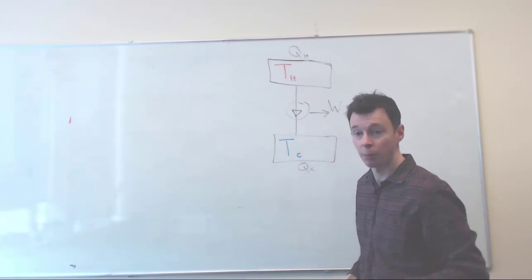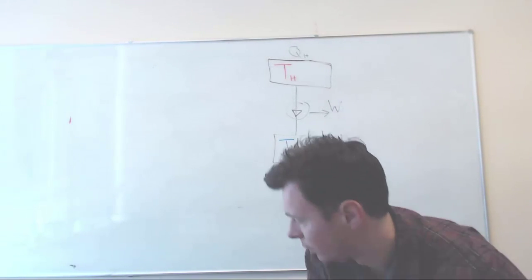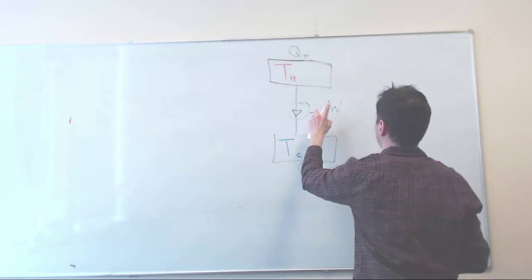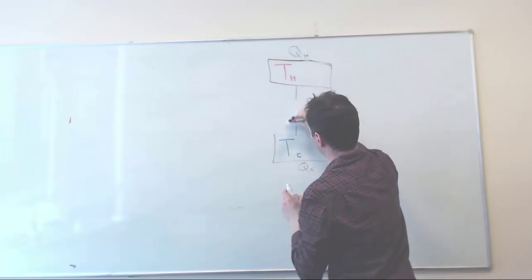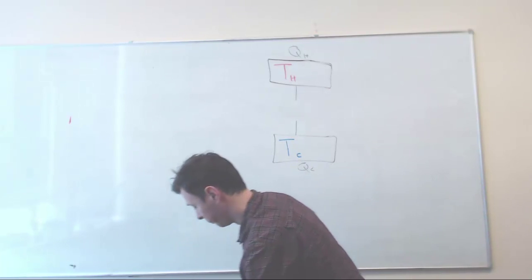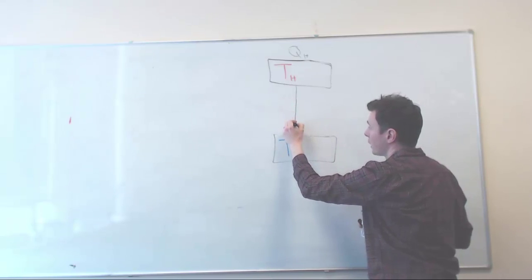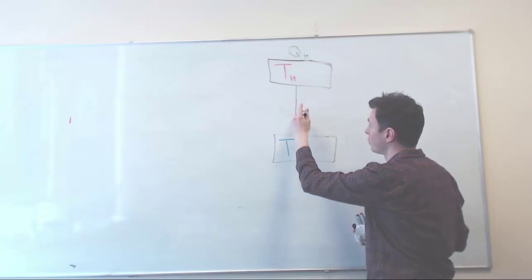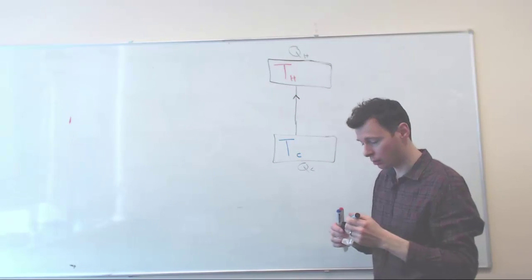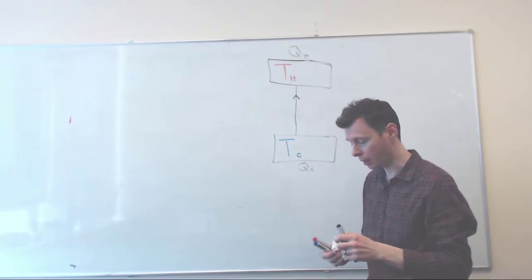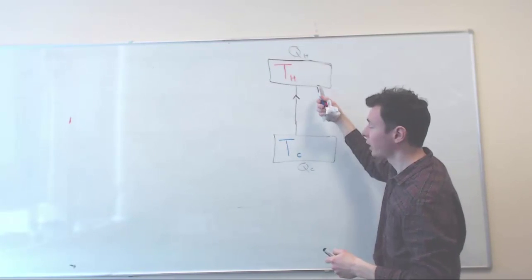We have the opposite. So the opposite is called a heat pump. What we're going to do now is make heat flow in the opposite direction, so from cold to hot. It won't spontaneously do this. We start to break the laws of thermodynamics if we think that will happen. What we have to do now is put some work in to move that heat.